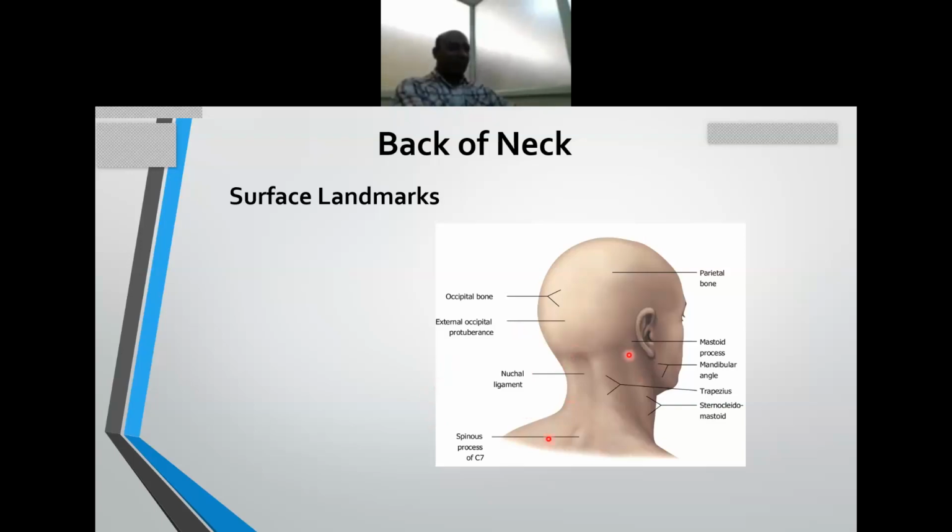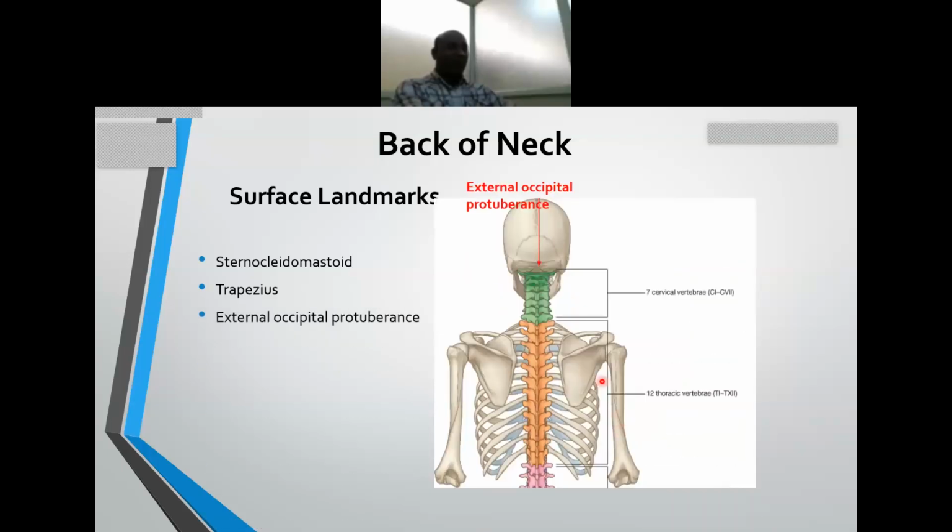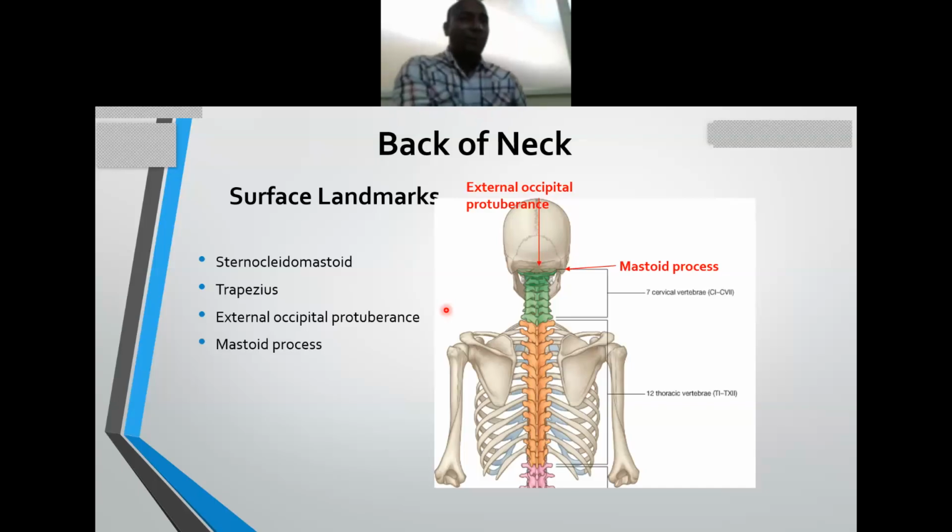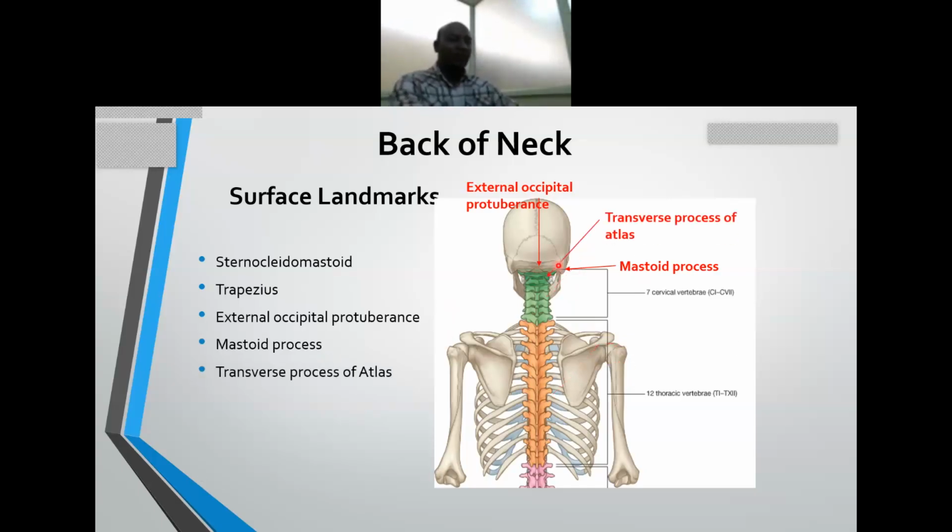So I have already mentioned these landmarks. The sternocleidomastoid is attached here. Okay, that attachment of the sternocleidomastoid will show you the prominent mastoid process. Then the trapezius can be felt going from the superior nuchal line up to the acromion. The external occipital protuberance is the most prominent landmark in the back of the skull. When you pass your fingers, then obviously you can see in the back of the skull there is a prominent protuberance which is called the external occipital protuberance, and then the mastoid process, as I told you already.